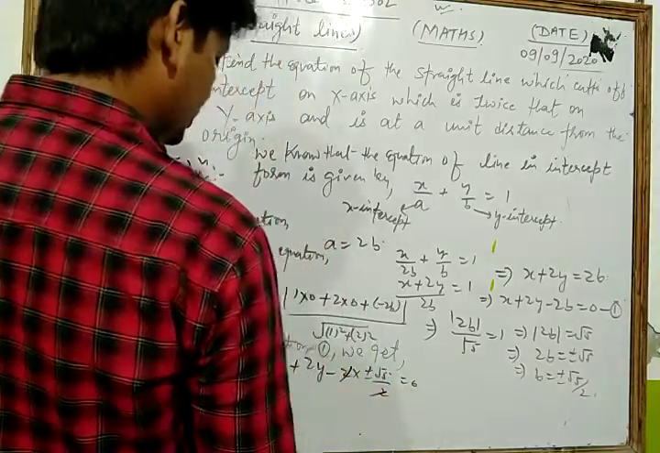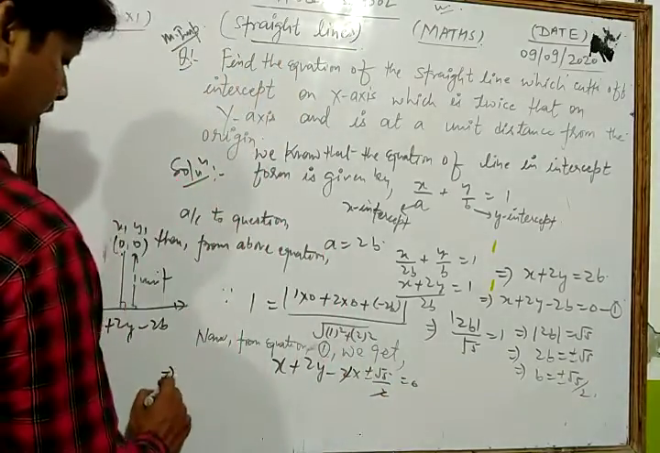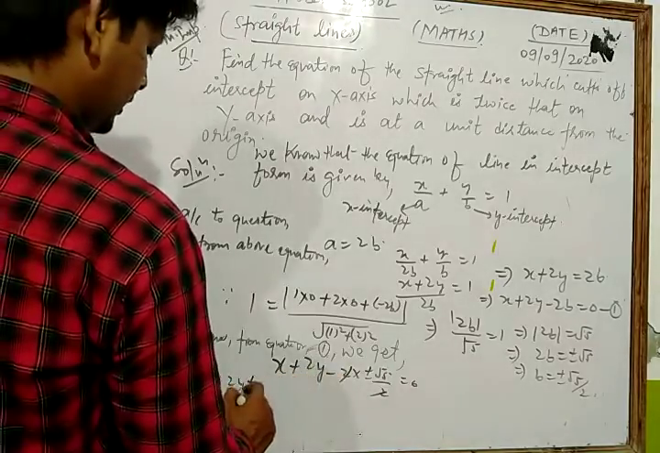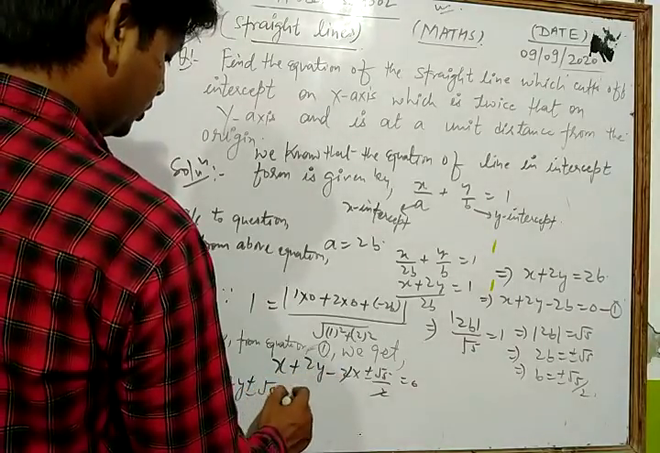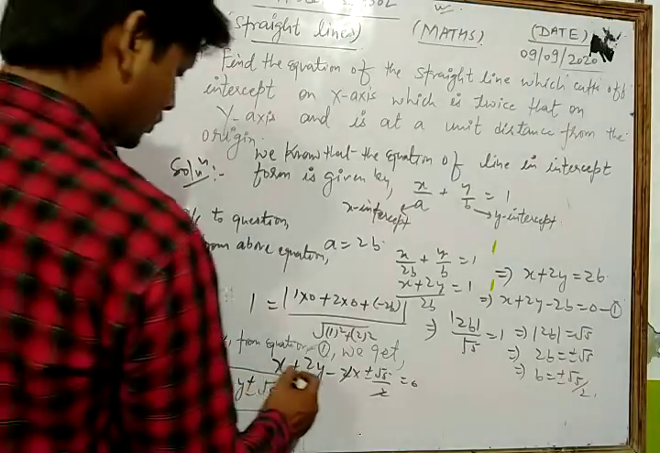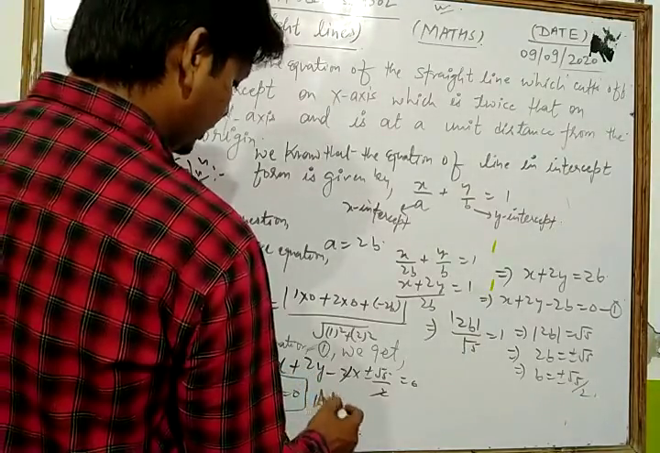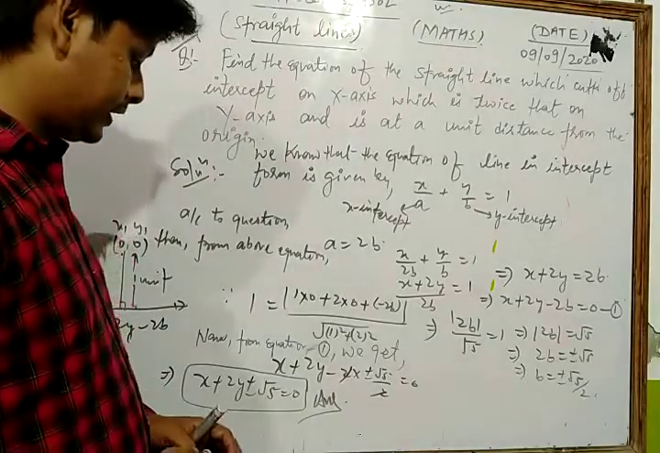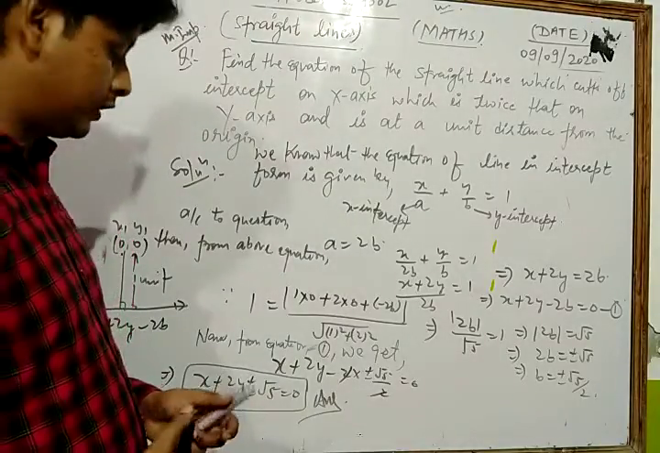So the 2s cancel each other, and we get the required equation of line: x plus 2y plus minus under root 5 is equal to 0. This is the required equation of line. Let's see the answer. Yes, x plus 2y plus minus root 5 is equal to 0.